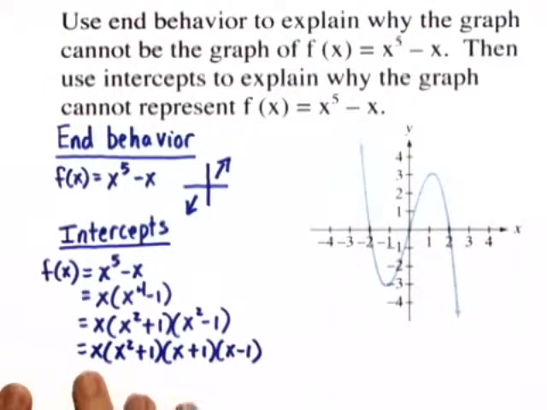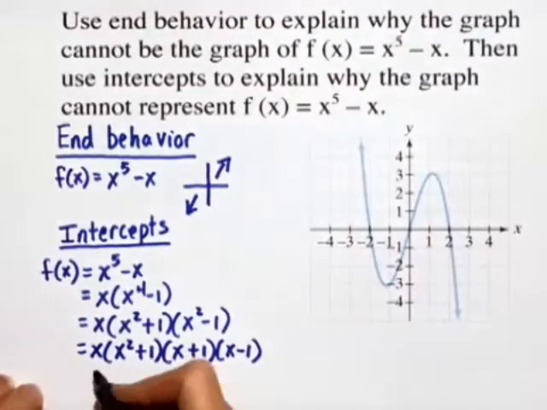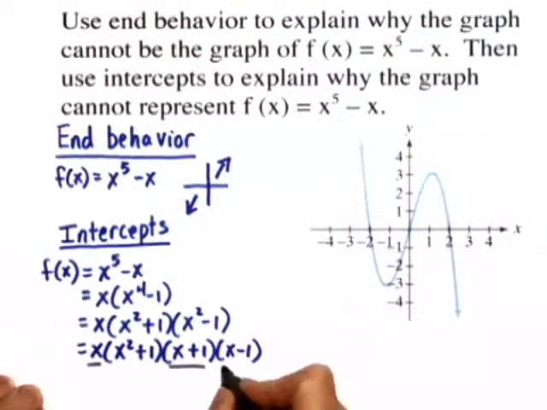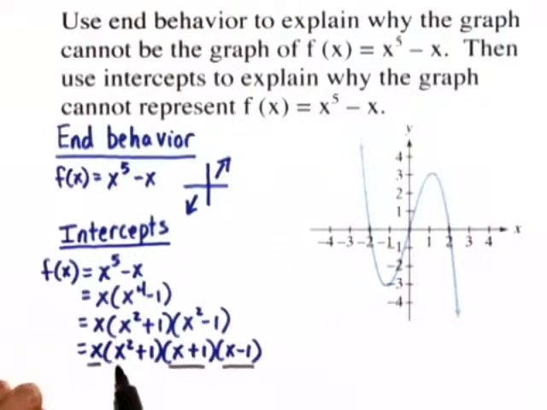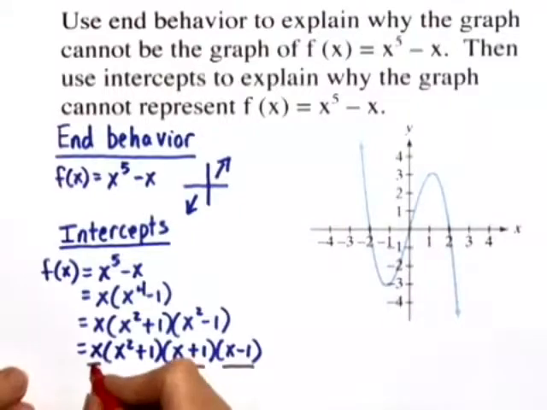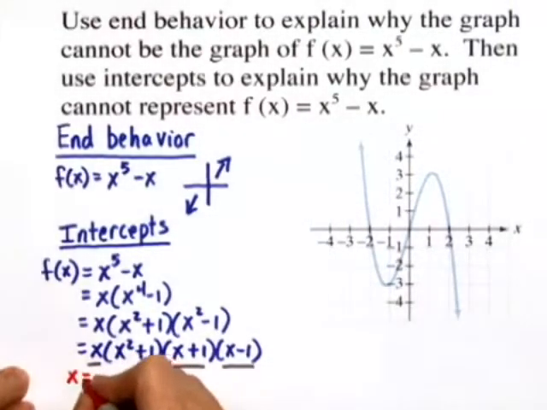Now, we can look at each of these factors. We have three linear factors, x, x plus 1, and x minus 1, and we have one quadratic factor, x squared plus 1, that cannot be factored further. So let's look at each of these individual factors and set each one equal to 0. If we set our first factor, x, equal to 0, that gives us one of our intercepts. So x equals 0 is an intercept.